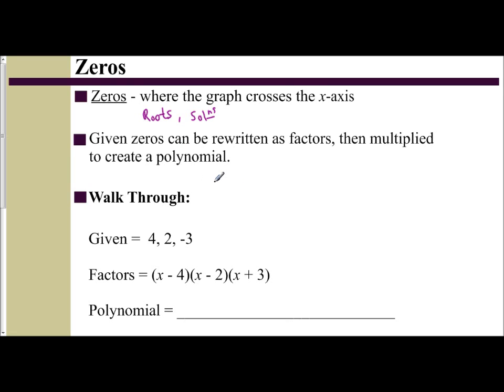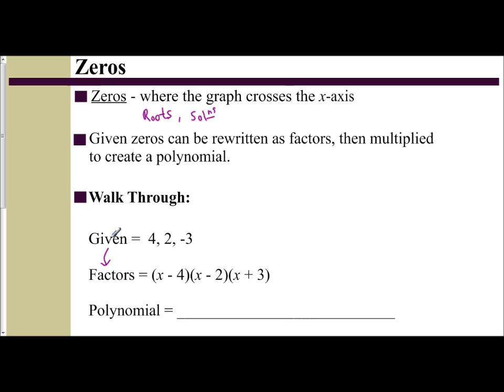to create the polynomial. If I'm given, in this walkthrough problem, the zeros of 4, 2, and -3, we need to create the factors from those. So that means, what was the solution that gave me 4? It's the factor x minus 4. The solution that gives me 2, the factor is x minus 2. The solution of -3 is the factor x plus 3.